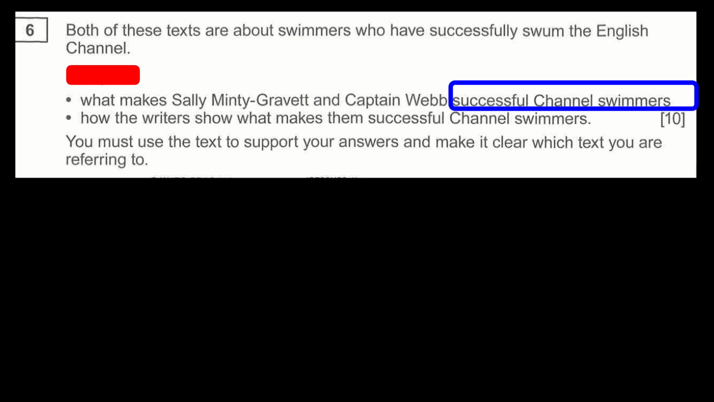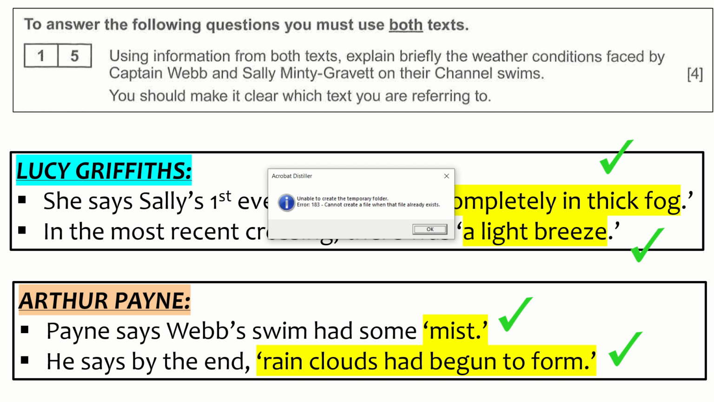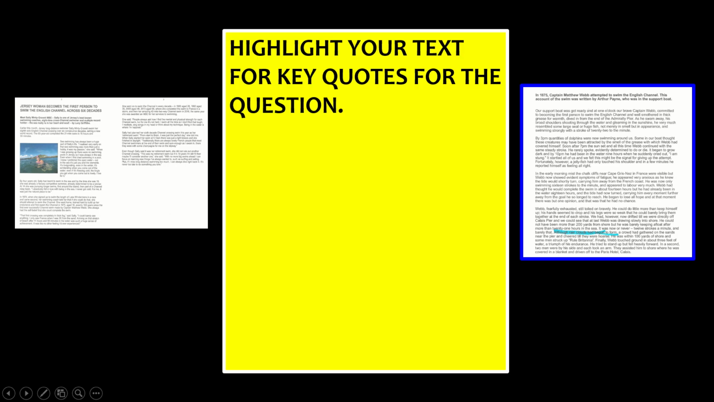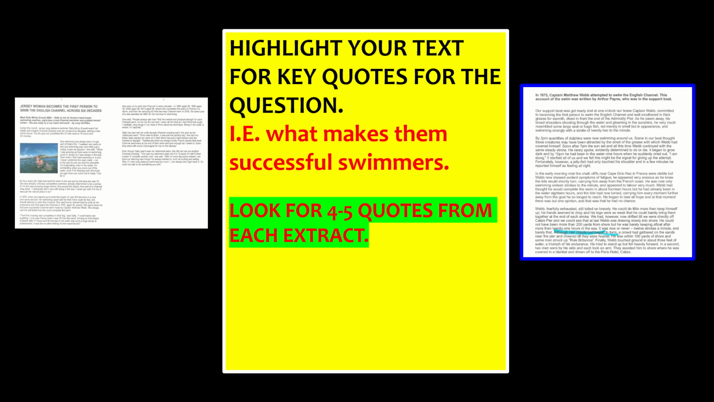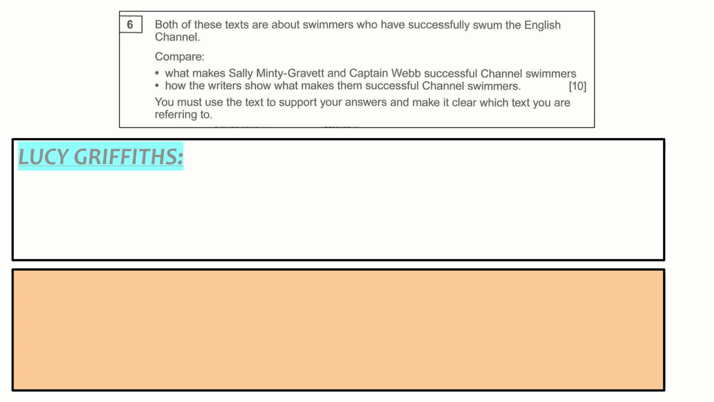If you want to analyse, then you have to do the second bullet point. So again, do exactly the same as question 5. So go through both texts, highlight what makes them successful swimmers, look for 4 or 5 quotes from each extract. So an example was Sally never got cold in the water. That made her successful because she could stay in there a long time. So again, use their names, and here are the answers that I got.